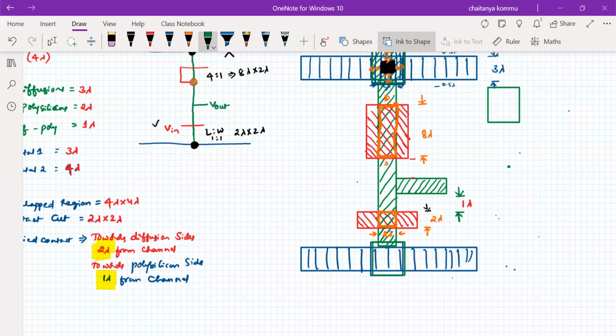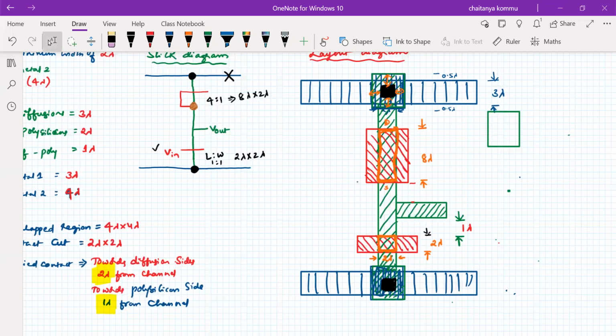Okay, now I need to cover this region with the help of hash lines and vertical lines as well. Now I have to use contact cut, 2 lambda by 2 lambda contact cut. So that's it. We have done everything, except at this region. At this point, we have to remember.